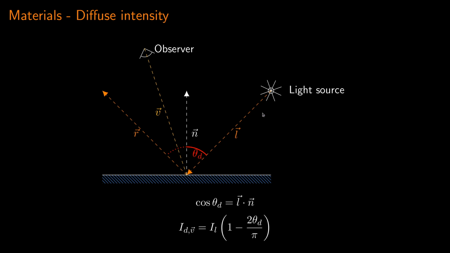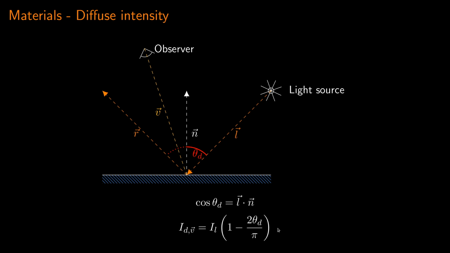So we have the angle between these two vectors L and n. cos theta d, for diffuse, is equal to simply the dot product of the vector L and the vector n, assuming they've both been normalized. And then we can go on to calculate an approximate illumination intensity based on this formula here. So I diffuse along vector v is simply equal to the incident intensity of the light, IL, multiplied by 1 minus 2 theta d, that's this angle here, over pi.